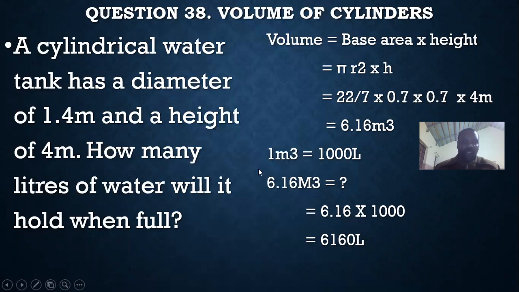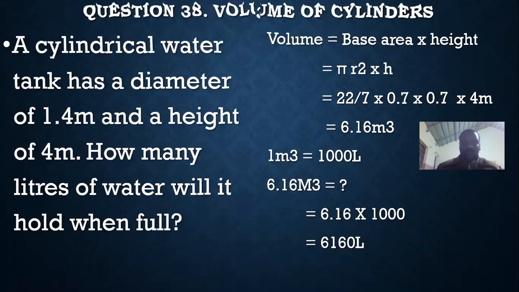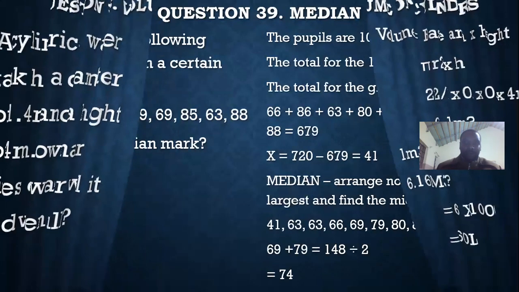Then the question is, how many liters? We now change volume to capacity, because the answer we have got was just the volume, not capacity. And we know 1 cubic meter is equals to 1,000 liters. What about 6.16 cubic meters? We cross multiply and we get 6,160 liters. Number 39.